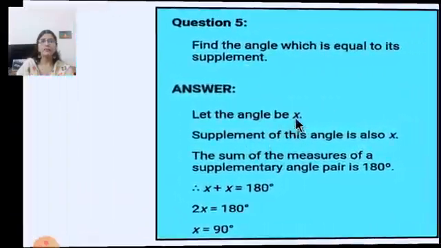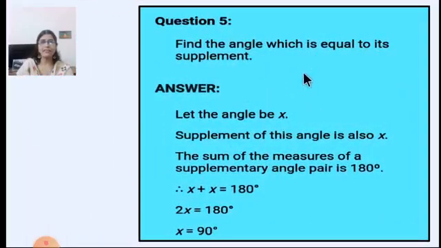Then question number 5. Find the angle which is equal to its supplement. So again we write, let the angle be x. The supplement of this angle is also x. Now as we know, the sum of the measures of a supplementary angle pair is 180 degree. Therefore x plus x is equal to 180 degree, and x plus x will be 2x, equal to 180 degree.